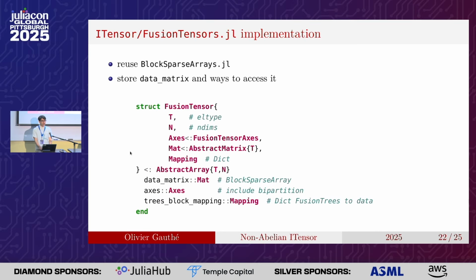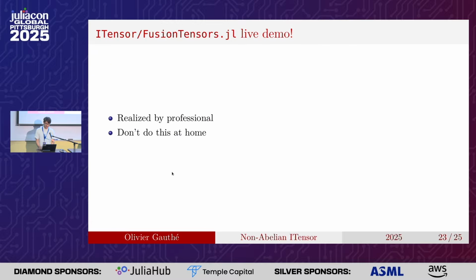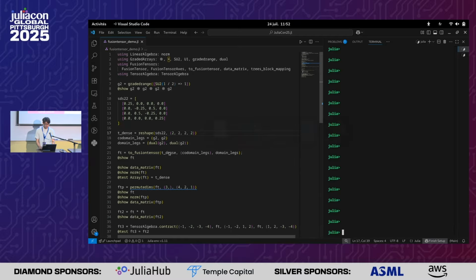Now, in FusionTensor, I will reuse a lot of the block sparse array. So I will store the axes of my tensor, including a bipartition that corresponds to the domain and the codomain I mentioned before. A data matrix that is just the block matrix I mentioned before. And a mapping to deal with all my fusion tree technology. And the point is, you should be able to use this object without knowing much about the internal structure, as if it were any tensor, except that now you need to have a bipartition of the axes. So let me show you how it works.